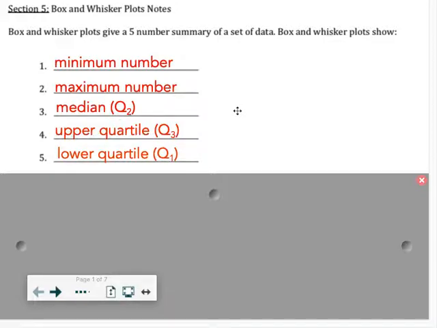All right, so again, Q stands for quartile. When you think of quartile, you should be thinking of 25%. So a box and whisker plot is going to divide your data set into 4 parts, okay?